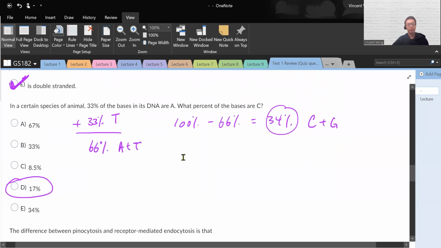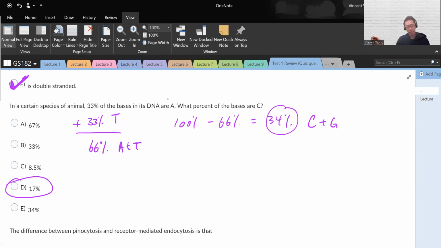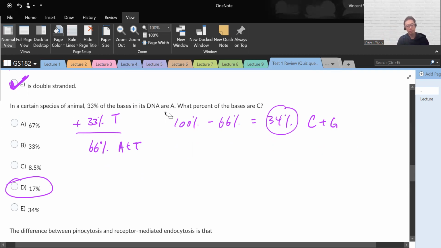All right, can you do that again, Vincent? Sure. Do you understand why I put 33 for T? Because you're saying it should be similar. It should be the same as A, right? Because A pairs with T, right? Remember earlier in the review, A pairs with T and C pairs with G, right? So whatever percent you see for A, it's the same percent for T.